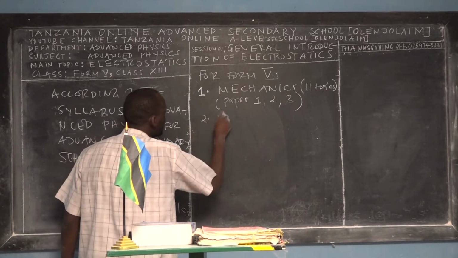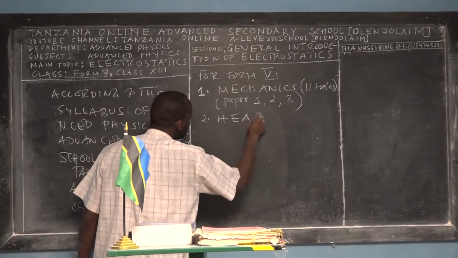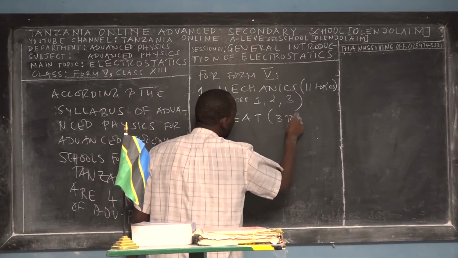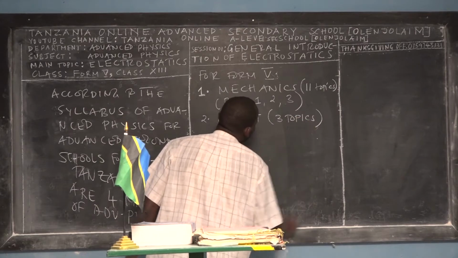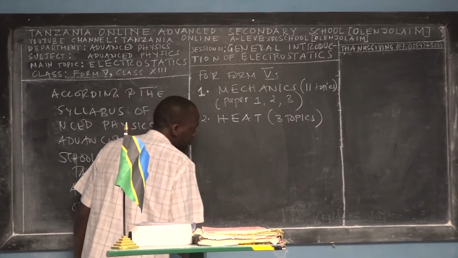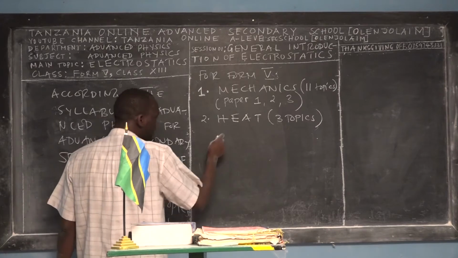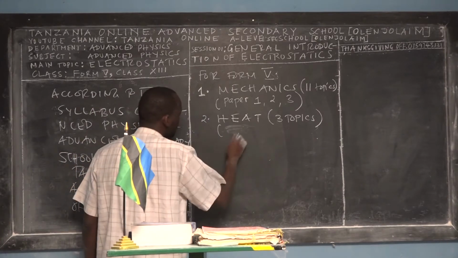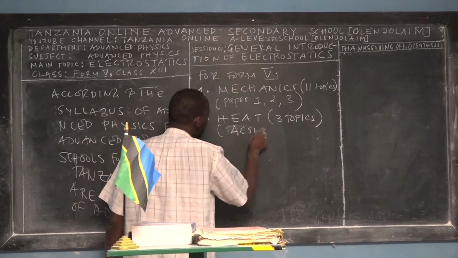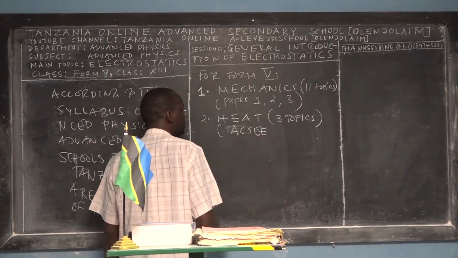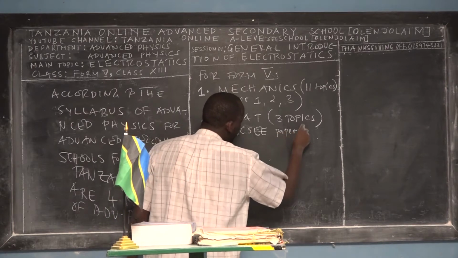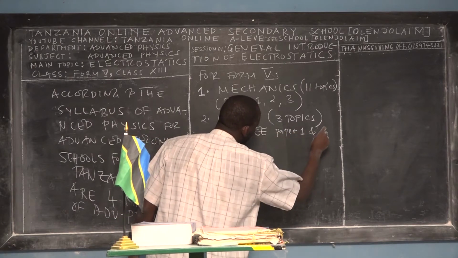The second topic is called heat. Heat itself is a main topic also. It has 3 topics. And it will appear in the Advanced Certificate of Secondary Education, because our final exam is called Advanced Certificate Secondary Education, in Paper 1 and 3.